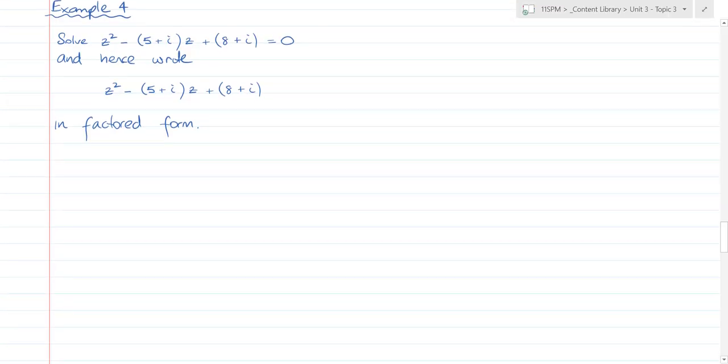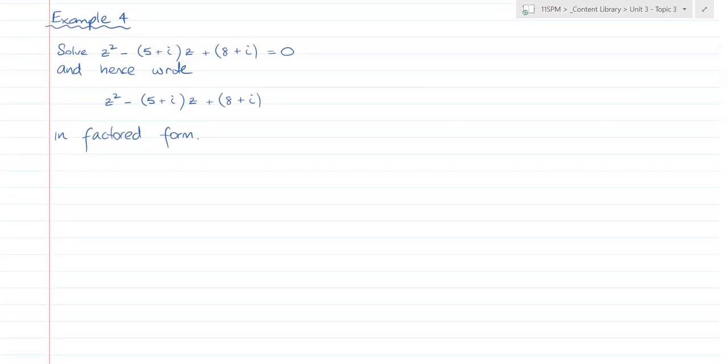So, example 4, solve z squared minus (5 plus i) z plus (8 plus i) equals 0, and hence write that in factored form. So this has complex coefficients.